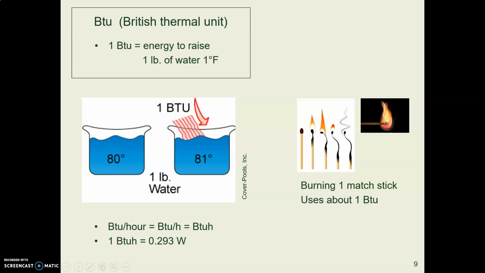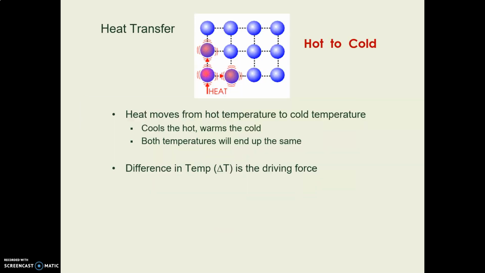And a BTU is the amount of energy it takes to raise 1 pound of water 1 degree Fahrenheit. That's 1 British thermal unit. If you want to get a sense of that, burning 1 wooden matchstick uses about 1 BTU. And when heat moves as the result of a temperature difference, it always goes from hot to cold, as these molecules are vibrating, and that kinetic energy moves from one to the other.